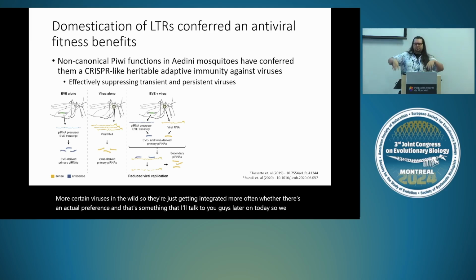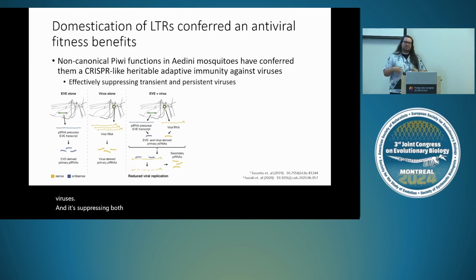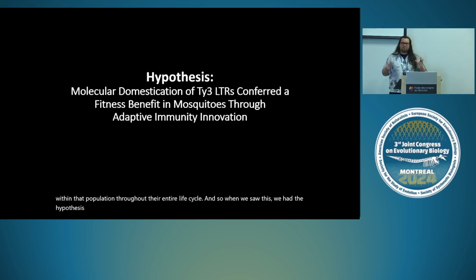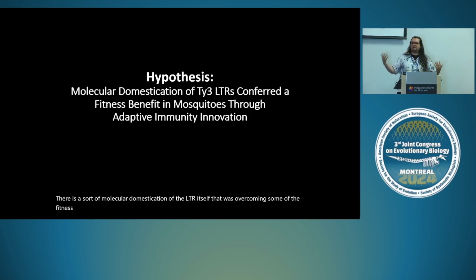So we have this system where Peewee has found a new role in Aedes aegypti. It is targeting these viruses, and it's suppressing both transient viruses as well as persistent viruses that are maintained within that population throughout their entire life cycle. And so when we saw this, we had the hypothesis that there was a molecular domestication of the LTR itself that was overcoming some of the fitness hits of an expanding genome size by allowing them to generate this adaptive immunity. So we wanted to look at expanding genome size as our first question.